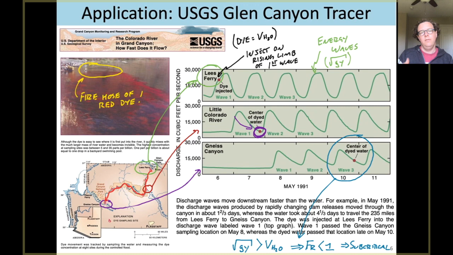It's kind of unintuitive that energy waves can propagate through the system totally independently of how fast the water itself is moving. But that's what the Froude number is all about, telling us which is faster, the motion of the dye or the motion of these flood pulses. And in this case, it's the motion of the flood pulses that wins.